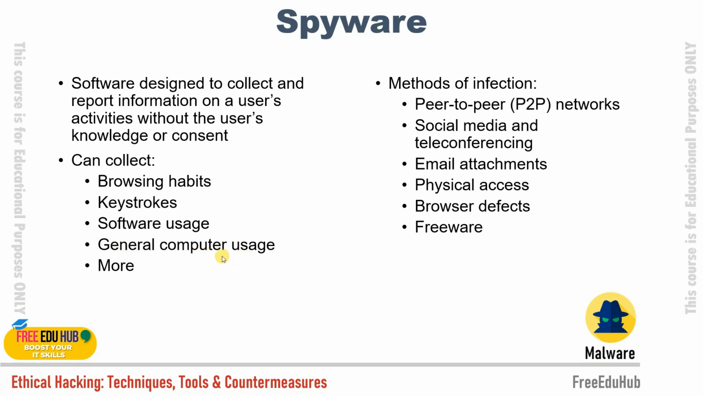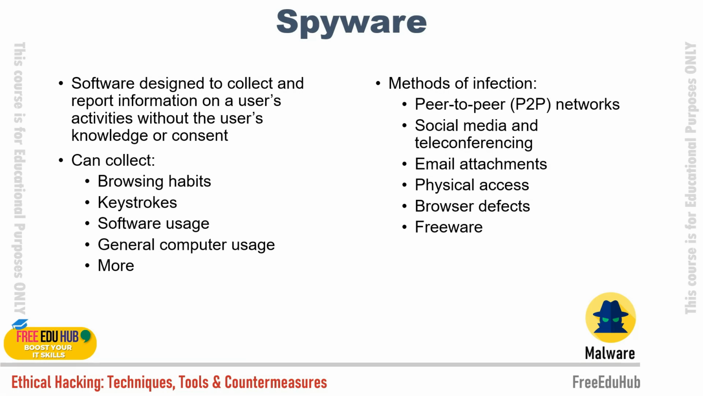Now there are different methods of infection on computers. For example, peer-to-peer, the delivery mechanism has become very popular because of the increase in the number of software we are using on peer-to-peer networks. Social media and teleconferencing, delivering malicious software via social media and teleconferencing, because more users are connected and they are exchanging files through that. Email attachments, because emails are received on a daily basis, and there is a facility to attach files. If the user downloads an infected attachment, it would infect the computer.